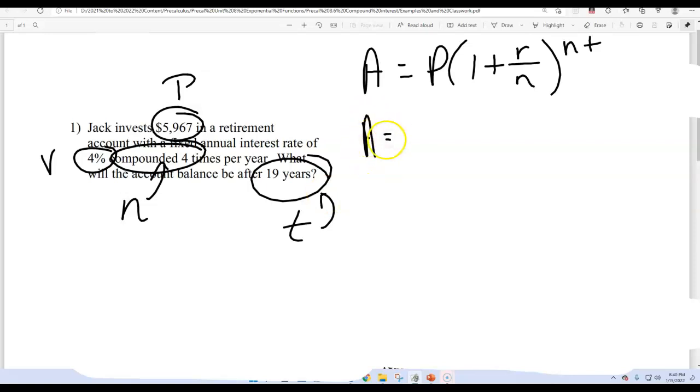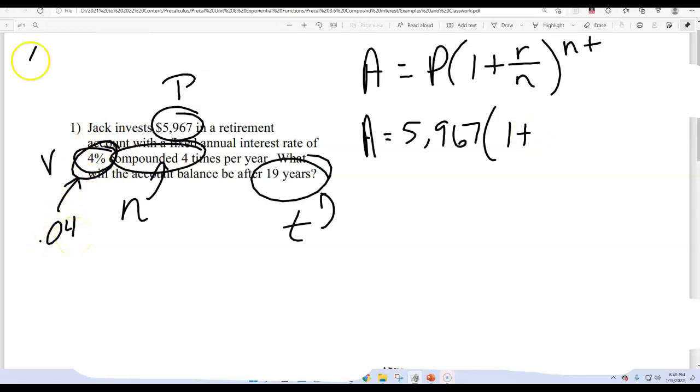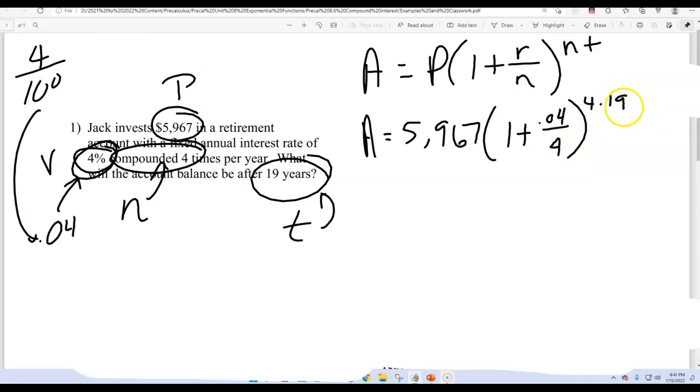So A is equal to $5,967 plus my annual interest rate of 4%. Now, the trick here is with this guy, you're going to need to transform it into a decimal. And if you guys don't remember how to do that, you just take 4 and divide it by 100, and that's how you get that. So that's what you're going to put here is the decimal version of that percentage. The N value is 4. And then up here we have N times T, and T is 19. And there it is. Okay.